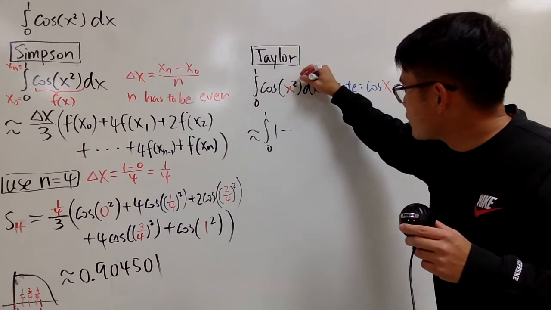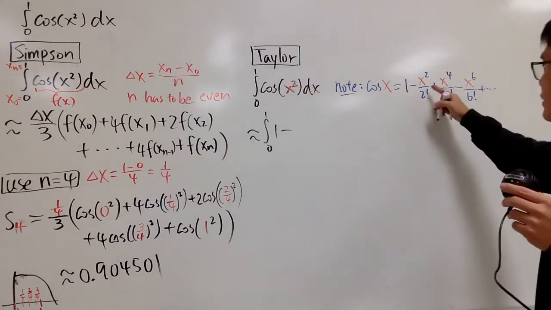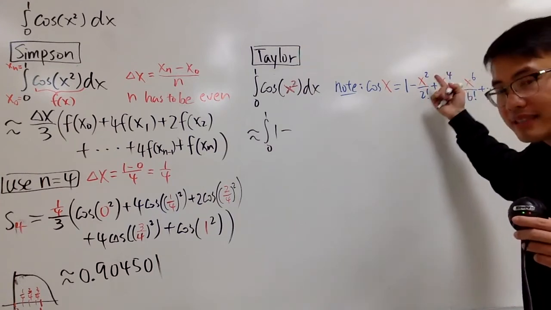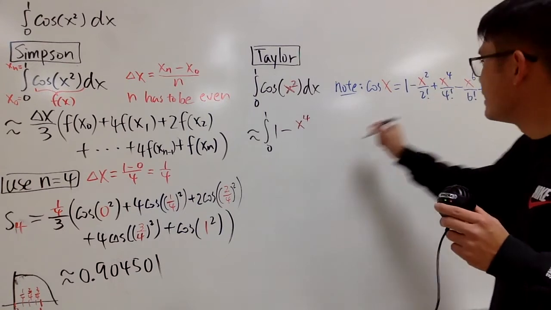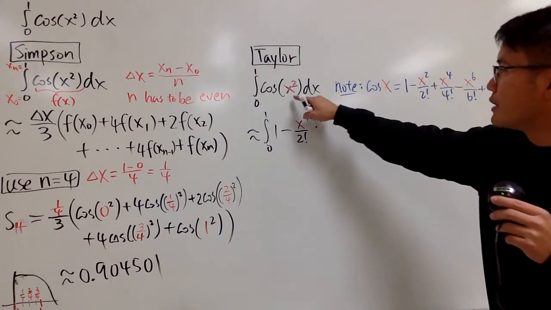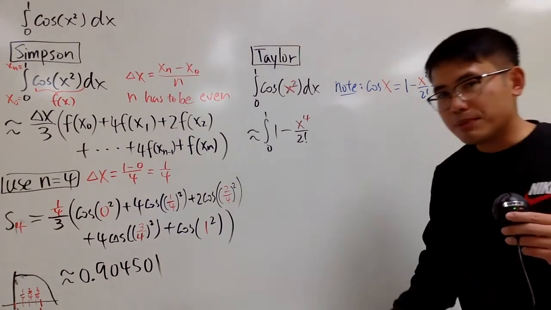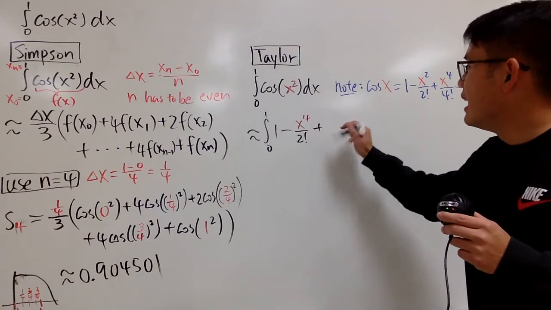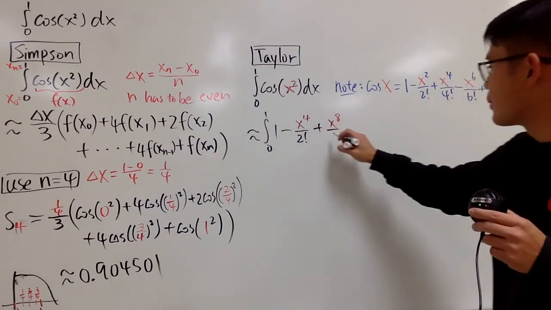I should also color the square to be red. I plug in x squared into this x, and then I will square that. So I get x to the 4th power, and then divided by 2 factorial. Next, I put x squared right here, and then raise that to the 4th power, and then you just multiply the powers. So we get x to the 8th power, and then divided by 4 factorial.